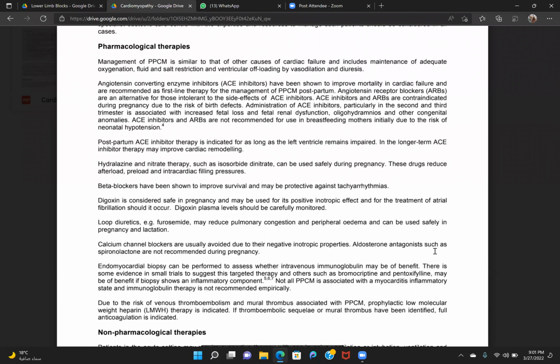Okay, this is something new I didn't know. Aldosterone antagonists such as spironolactone are not recommended during pregnancy. Does anyone know about it? I have no idea. I didn't know about it. This is just something I have read now.